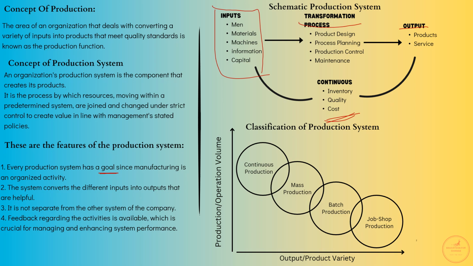And the last thing of this slide is the classification of the production system. If we consider two things, one is the production and operation volume, the other is the variety. If we keep the variety and the volume on the x and y axis respectively, first comes continuous production, then mass production, then batch production, and job shop production. These we will discuss in the next slide.